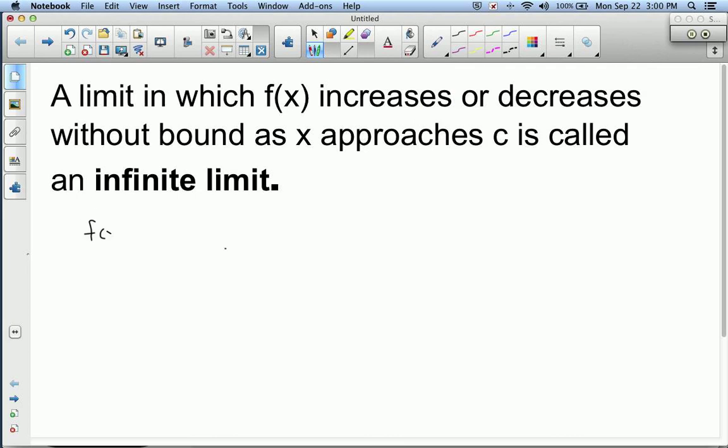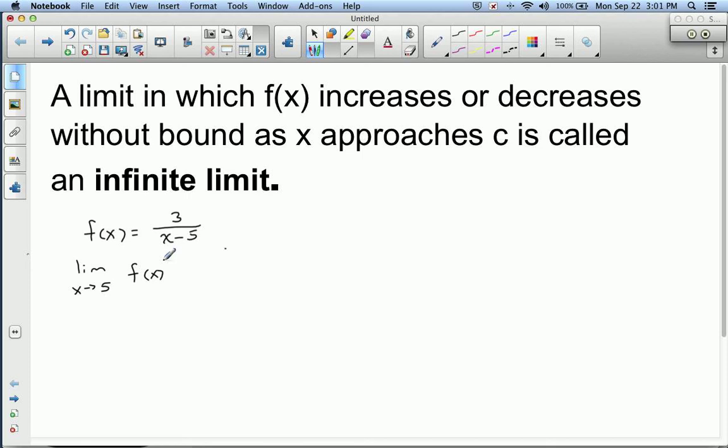So f of x equals, let's just say, 3 over x minus 5. And we want the limit as x approaches 5 of f of x. Well, we know that's an issue. I can't plug 5 in there. Can't factor, can't rationalize, can't do any of that good old stuff. So our only option is to create a table or look at the graph.